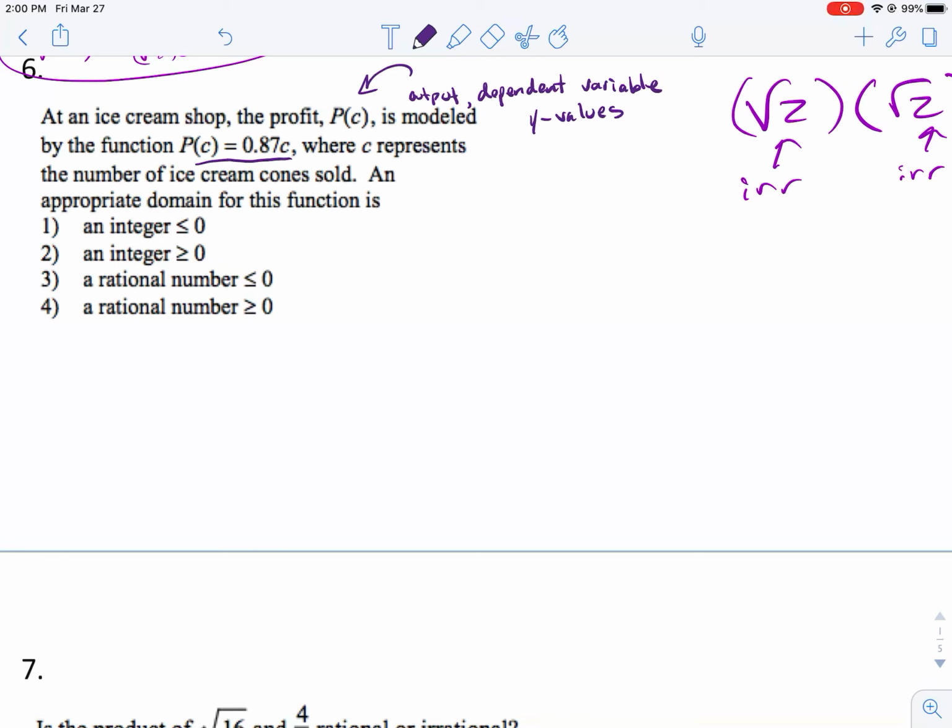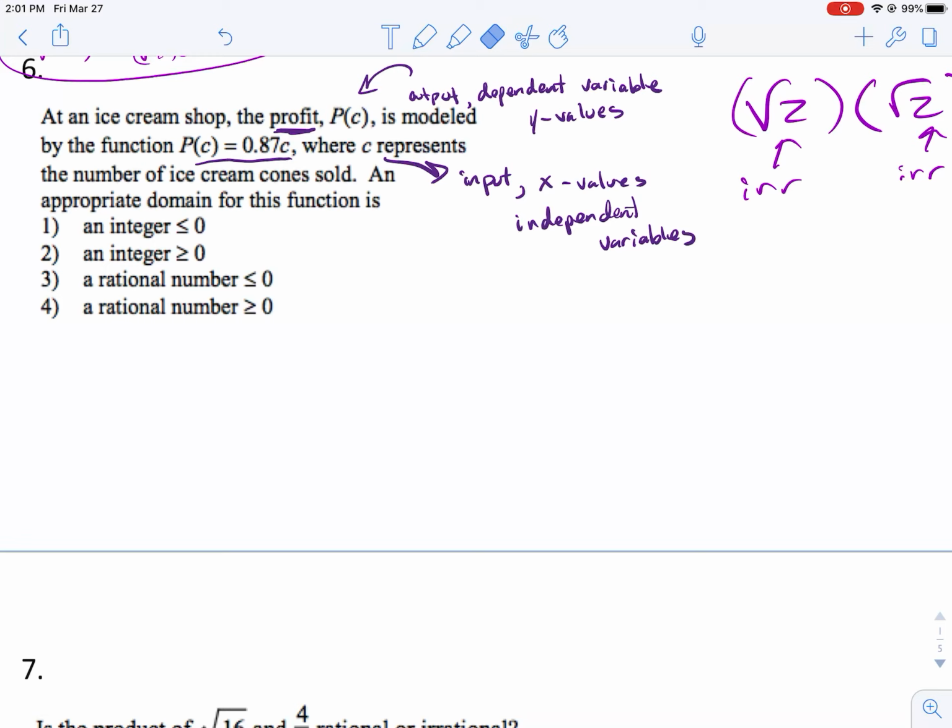So this function was modeled by this right here. Your function P of C is equal to 0.87 times C, where C represents the number of ice cream cones sold. So C is your input, or your x values, or more importantly, your independent variable. Let's think about it like this. Your profit is dependent on how many ice cream cones you sell. So if you sell 0 cones, you make $0.